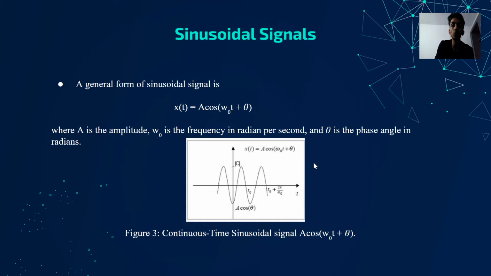Now let us move on to another type of elementary signal, sinusoidal signals. So a general form of a sinusoidal signal is as follows. x of t is equal to A cos of omega naught t plus theta. Here A is the amplitude, omega naught is the frequency in radians per second, and theta is the phase angle. This figure right here shows the continuous time sinusoidal signal A cos of omega naught t plus theta.